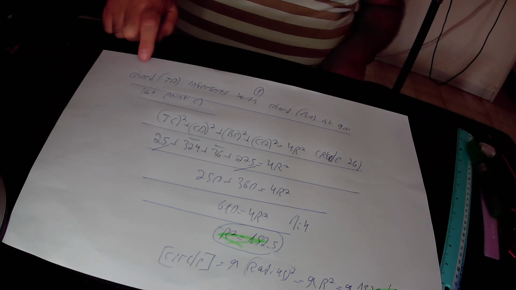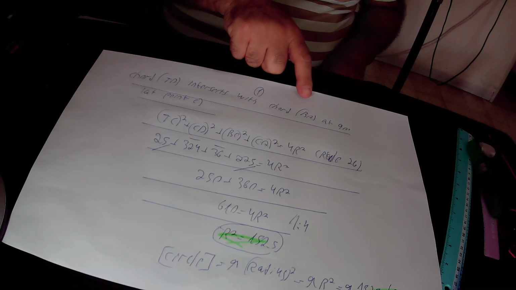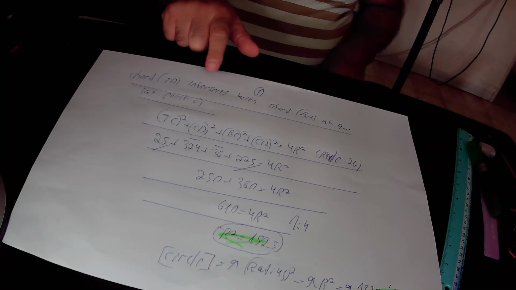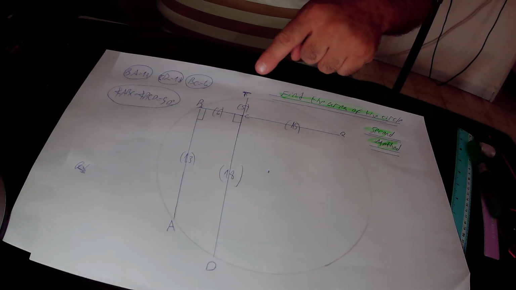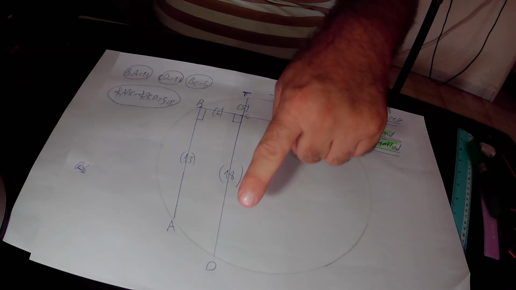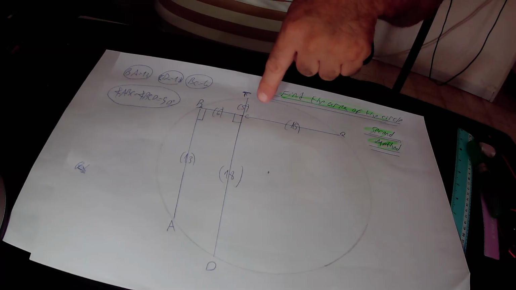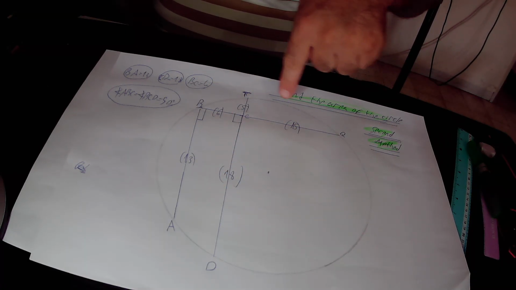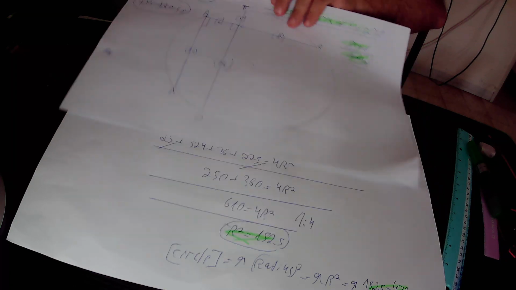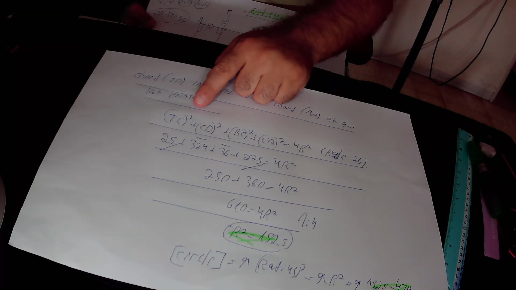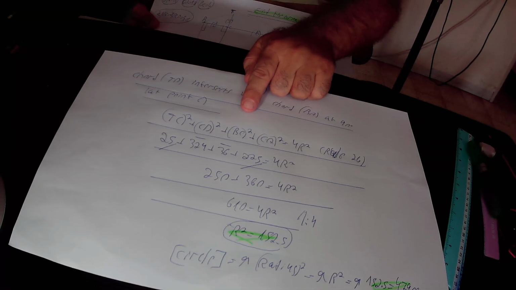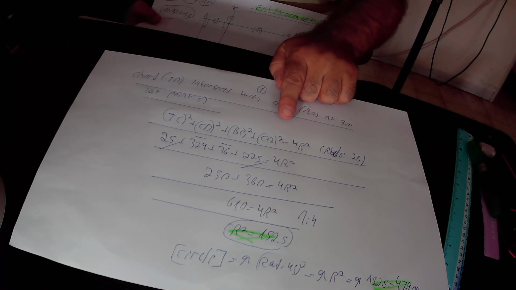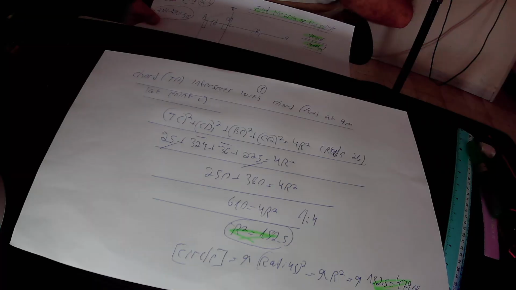Again, in our drawing, chord TD intersects with chord BQ at 90 degrees at point C. Therefore, the following equation will be true: TC squared plus CD squared plus BC squared plus CQ squared equals 4R squared. Again, according to rule 26, TC squared plus CD squared plus BC squared plus CQ squared equals 4R squared.